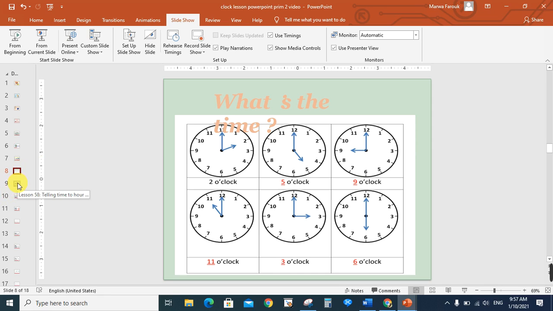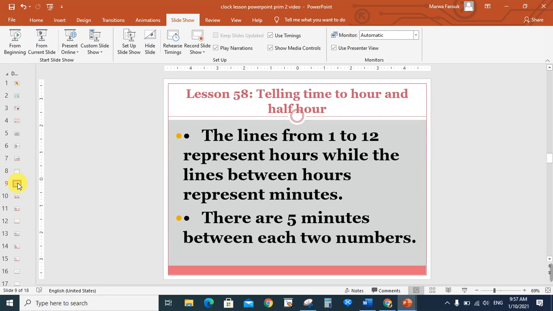Okay, super Primary 2. Lesson 58, telling time to hour and half hour. Here we have two notes. The lines from 1 to 12 represent hours, while the lines between hours represent minutes. Okay, the second note here, there are 5 minutes between each two numbers.